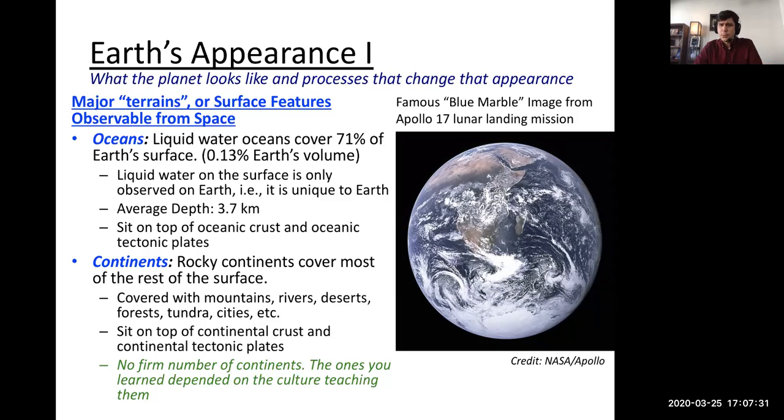Earth's surface. One of the first things that we're going to pick out is we are the blue planet, the blue marble, as it's sometimes called. That's because liquid water, our oceans, cover 71% of the surface. So 71% of Earth's surface looks blue when viewed from outer space.